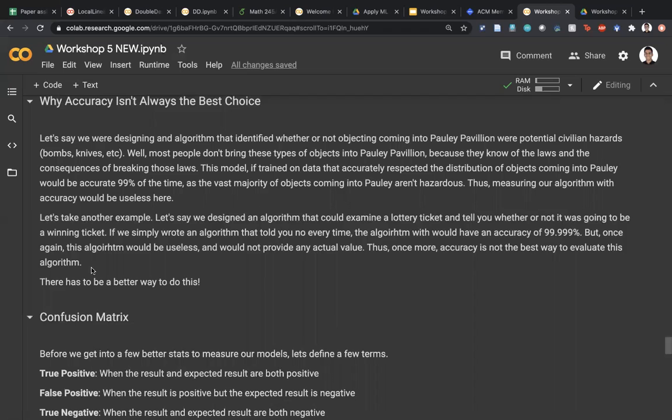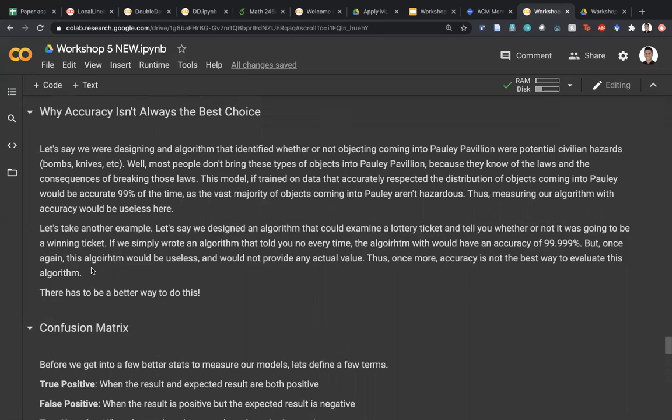In a lot of cases, accuracy sounds like the natural choice, right? A lot of things in life are measured off accuracy. Your grade, or if you're an athlete, your free throw percentage in basketball is accuracy. But oftentimes accuracy isn't the best choice in a machine learning model. So let's take a look at a few case studies that are detailed in the notebook to talk about why accuracy isn't always the best choice.